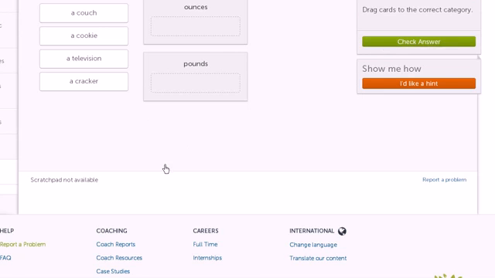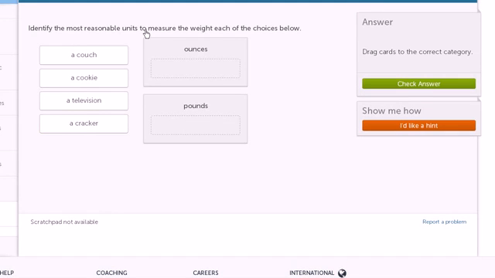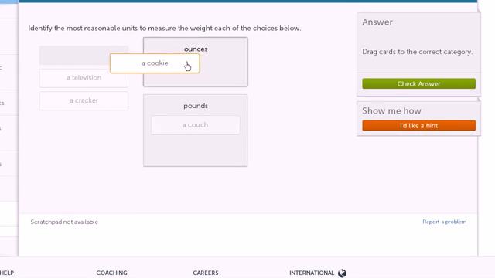Let's do one more. Identify the most reasonable units to measure the weight of each of the following choices below. So we have ounces and pounds. And just as a reminder, 1 pound is equal to 16 ounces, or an ounce is equal to a 16th of a pound. So a couch, well, that's going to be many, many pounds, probably over 100 pounds. So we definitely want to put this in the pounds category. A cookie, unless it's a really large cookie, is going to weigh less than a pound. So it seems reasonable to go with ounces.